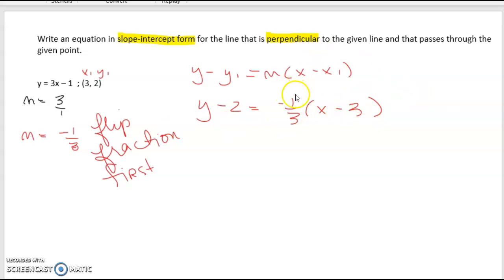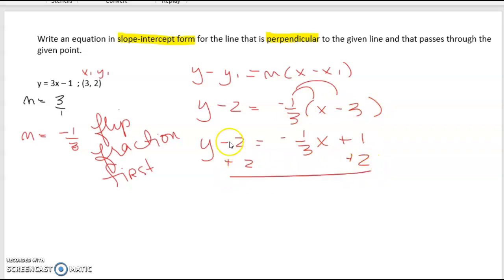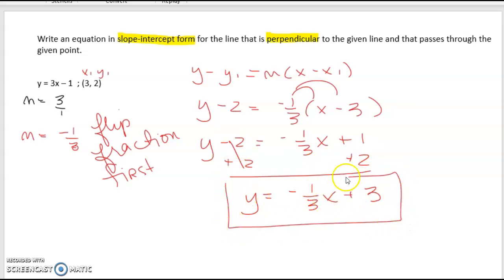You're a pro at this piece now. So we have y minus 2 equals negative 1/3 x. Negative 1/3 times the negative 3 gives you a positive 1. Plus a 2 to both sides. Y equals negative 1/3 x plus a 3, and there we go.